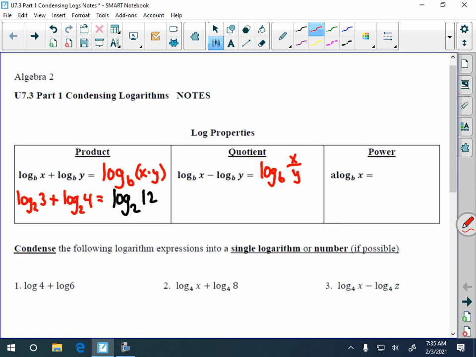All right, so for example, let's throw some numbers in now. So log base 3 of 6 minus log base 3 of 7, right, so that's going to be log base 3 of 6/7.